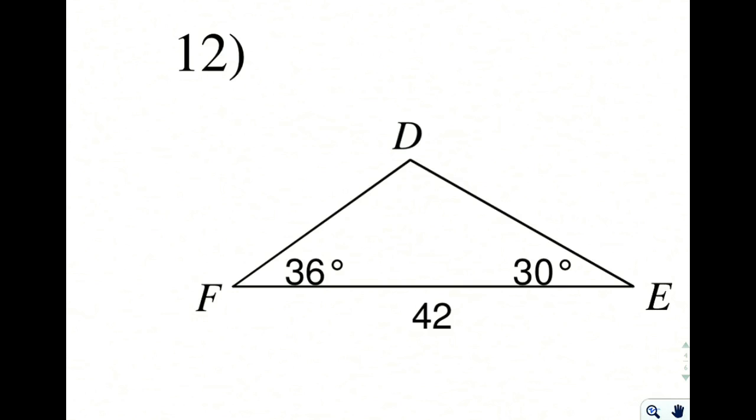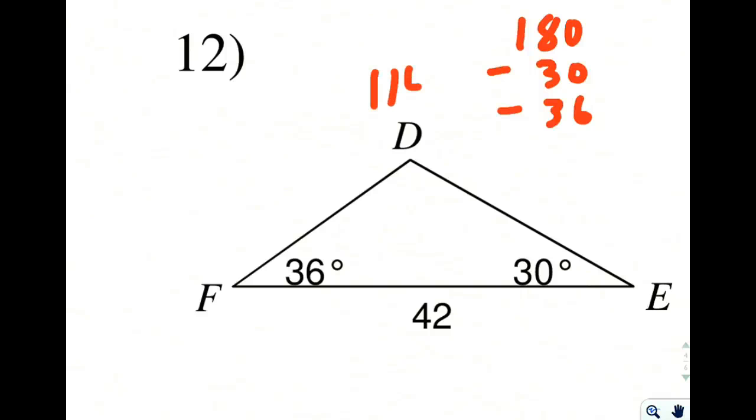Conveniently though, we do have a triangle, and we know that the angles of a triangle add up to 180. So we can take 180, subtract away 30, subtract away 36, and we're going to get our last remaining angle, angle D, right there. And angle D then will equal, if that's 66, this is going to be 114 degrees. So we get 114 degrees for D.